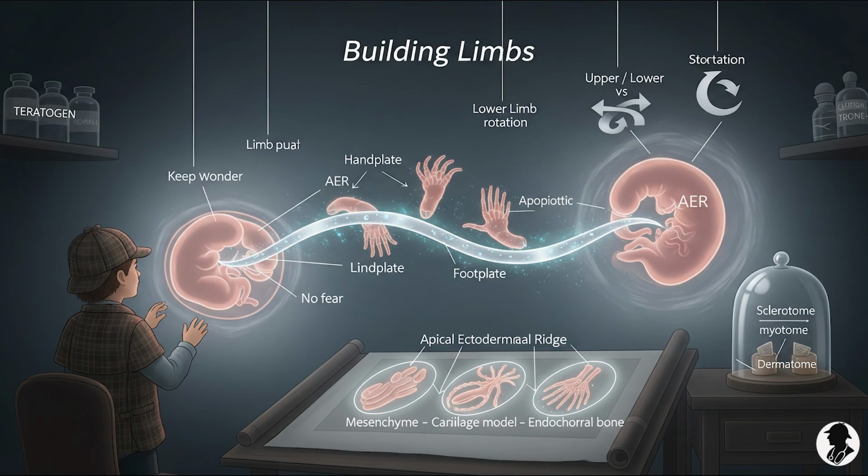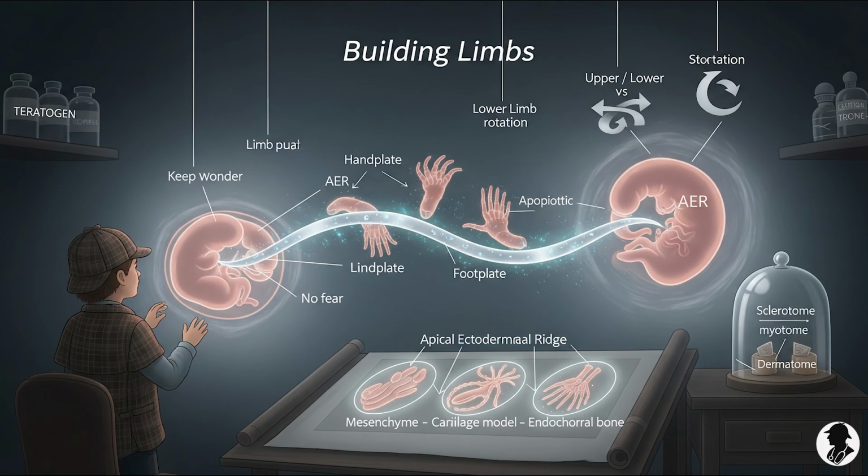And to answer your other question, if this apoptotic sculpting process doesn't occur correctly or completely, then what? You might see conditions like syndactyly, where two or more digits remain fused together because that intervening mesenchyme wasn't cleared away. Right. Fused fingers or toes. It highlights the critical balance between cell proliferation and cell death in shaping complex structures.